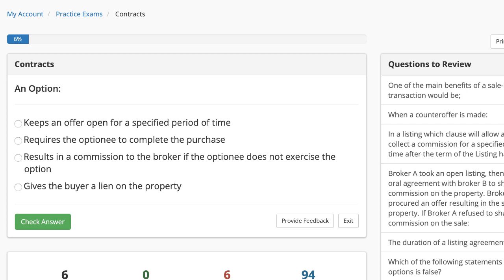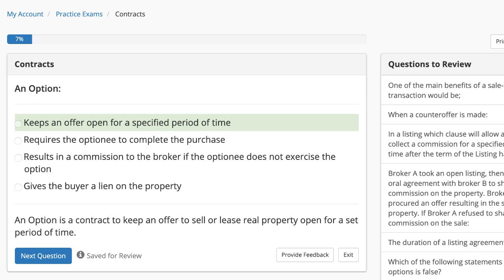An option, A, keeps an offer open for a specified period of time. B, requires the optionee to complete the purchase. C, results in a commission to the broker if the optionee does not exercise the option. Or D, gives the buyer a lien on the property. Okay, and the question is an option. All right, and the answer is A, keeps an offer open for a specified period of time.